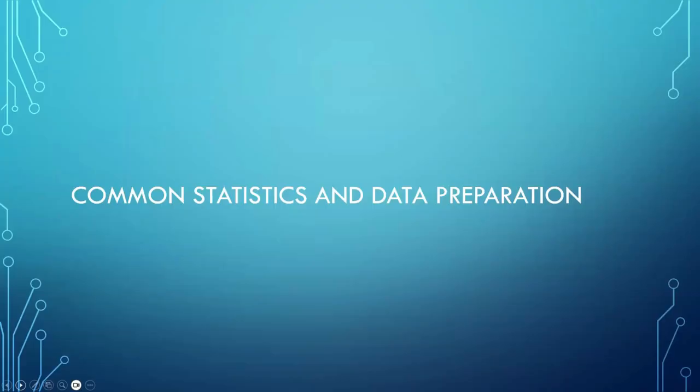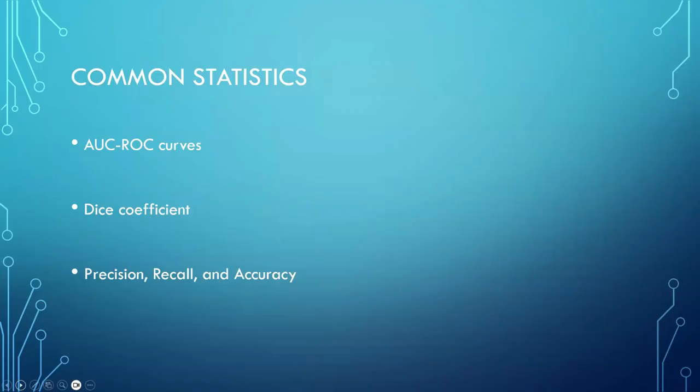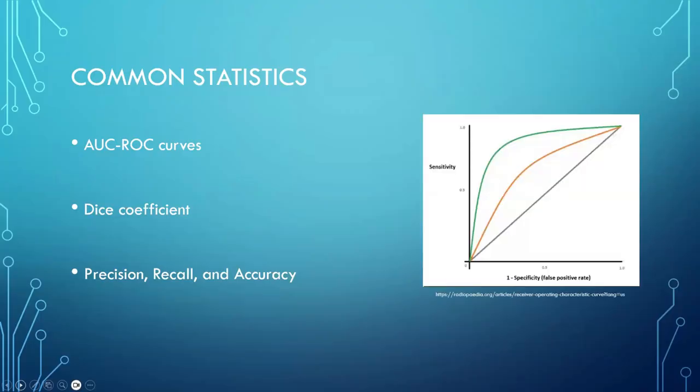So very briefly, we'll go through some statistics and data preparation. The three most common stats that you'll see in AI literature and AI papers will be the AUC ROC curves, Dice coefficients, and precision recall and accuracy. The AUC ROC curves are the plots of sensitivity and specificity. The important thing to remember about these graphs is that the closer we get to a right angle, going up and across the top, the closer we get to 1.0, the higher quality and the higher performance we are seeing.